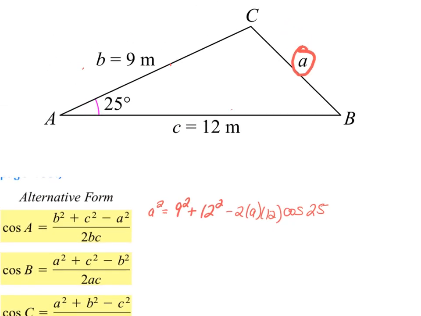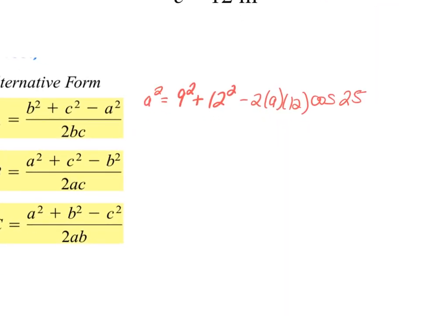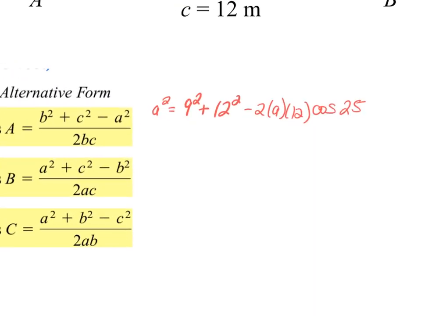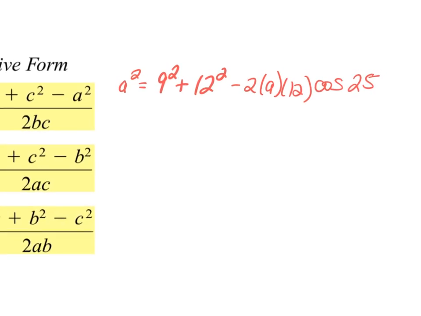Yes, ma'am. Why can't we use the Pythagorean theorem? Because it's not a right triangle. Good question, but it's not a right triangle. Wait a second. Did I fill everything in right with my formula? Did you guys get it all filled in right? Then that's all we do now is just solve. You can put that entire thing in your calculator and get your answer. If you do, what do you get? A squared equals what?